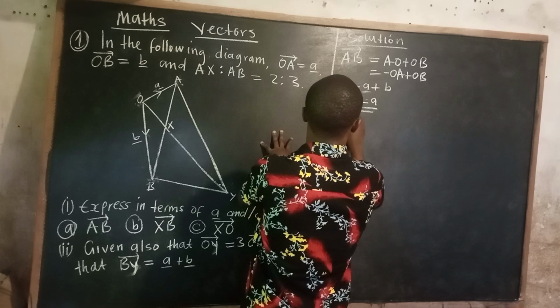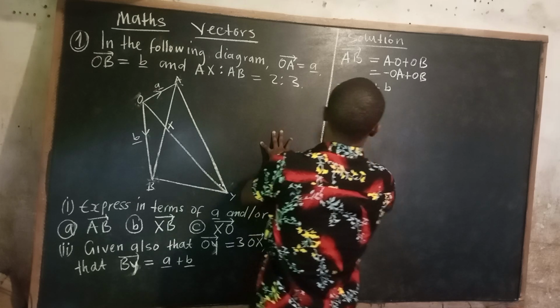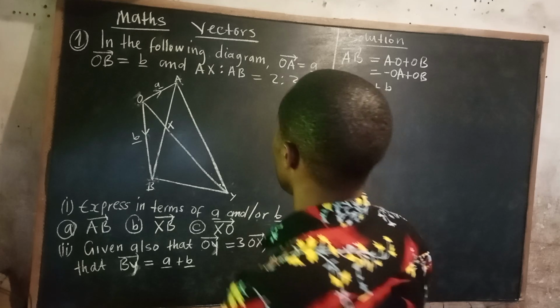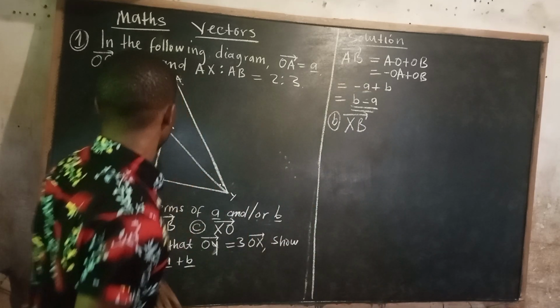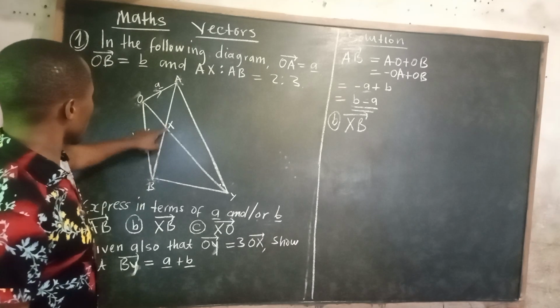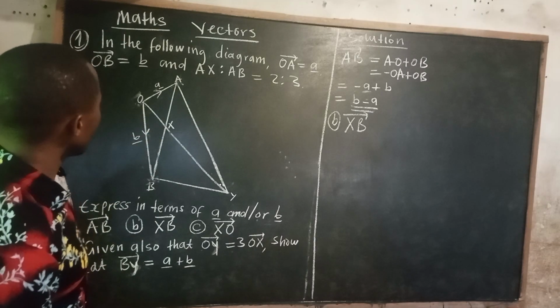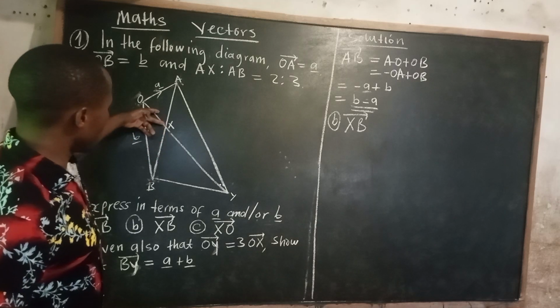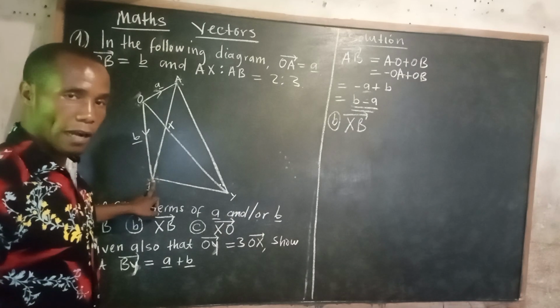B says vector XB. Vector XB. So where is X? X is here and B is here. Okay, so now, how are we going to move to reach from X to B? How are we going to move?